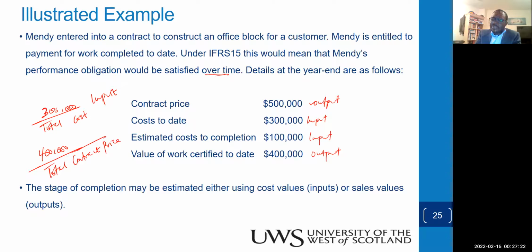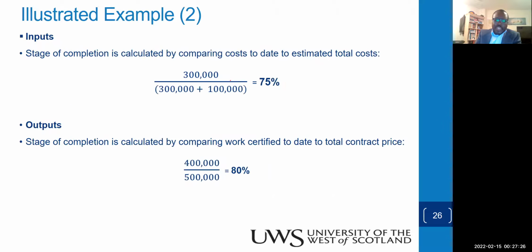That's it, and we express it as percentages. So you find that 300 over the total contract price, the total cost. The input method will then give us 75. And here, the value certified, value which has been certified, over what? The total contract price.